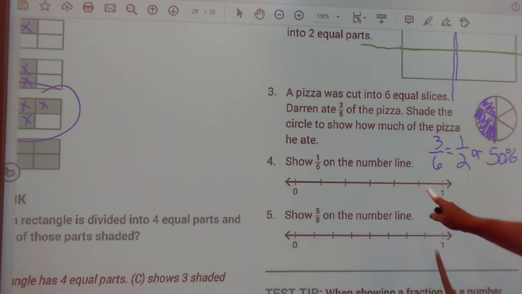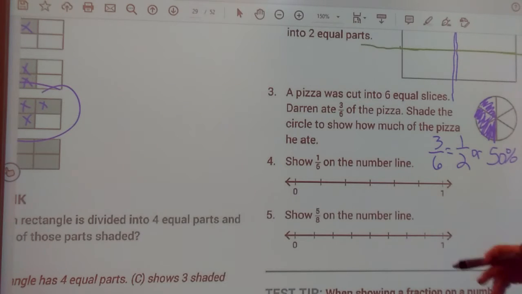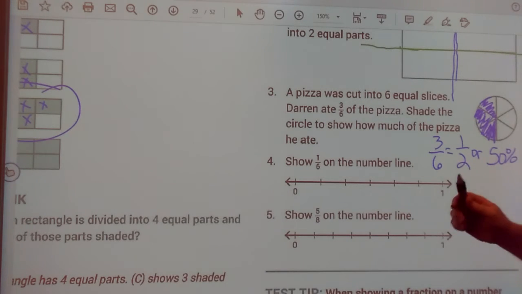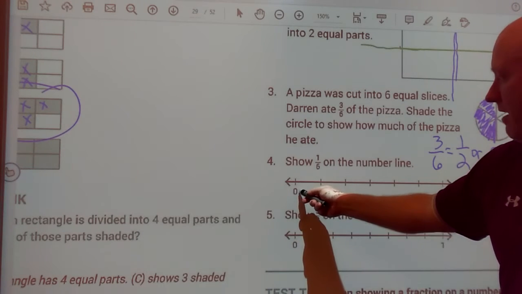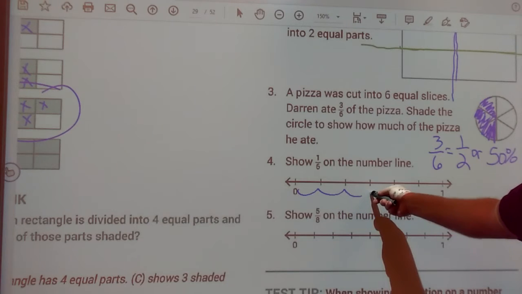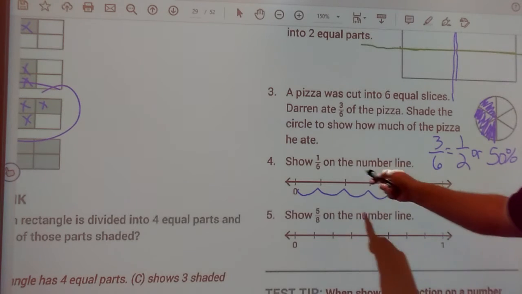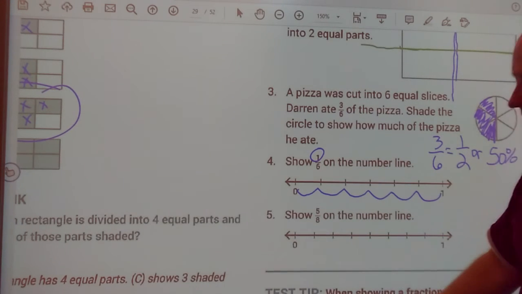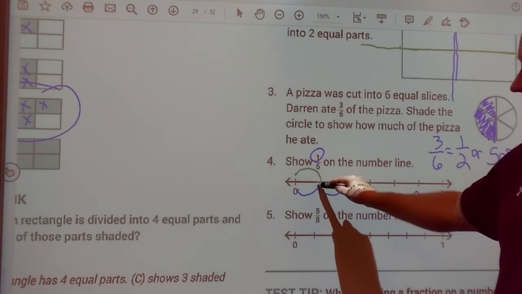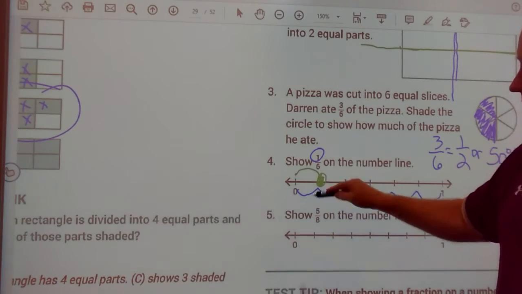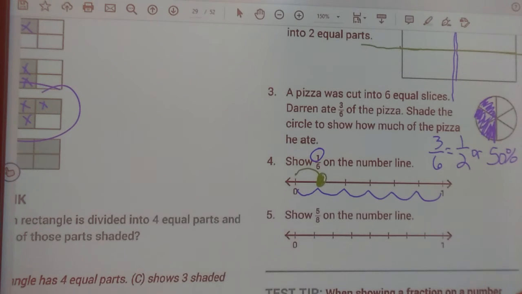Okay? Now, let's look at number 4. Show 1 over 6 on the number line. First of all, how many equal spaces do we have? 1, 2, 3, 4, 5, 6. Now we need to look at the top number. So, 1. There it is. And there we go. And now let's look at the bottom number.